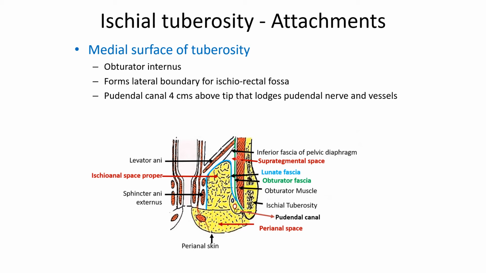So this obturator fascia, this obturator internus, and the ischial tuberosity are forming the lateral boundary for what is known as the ischio-rectal fossa, between the ischium and rectum. And there is what is known as the pudendal canal, seen for the passage of the pudendal nerve and vessels that supply the perineum. So it is also forming a boundary for the pudendal canal.